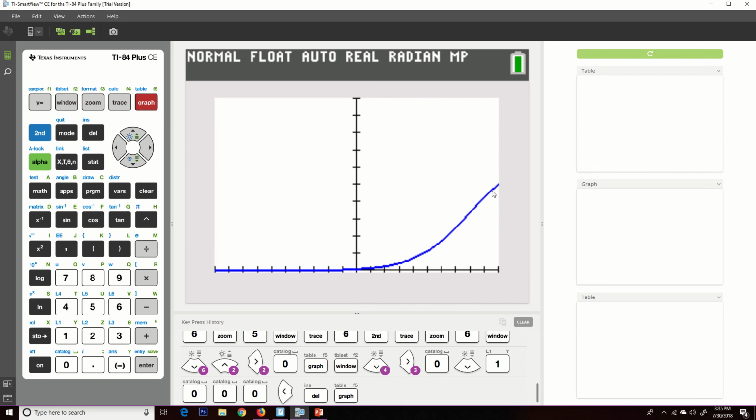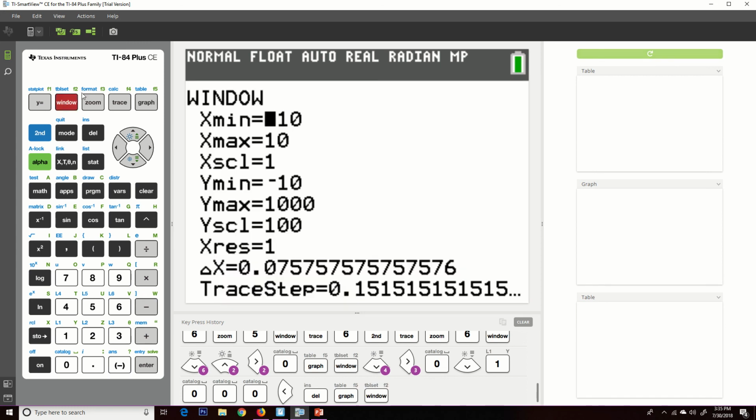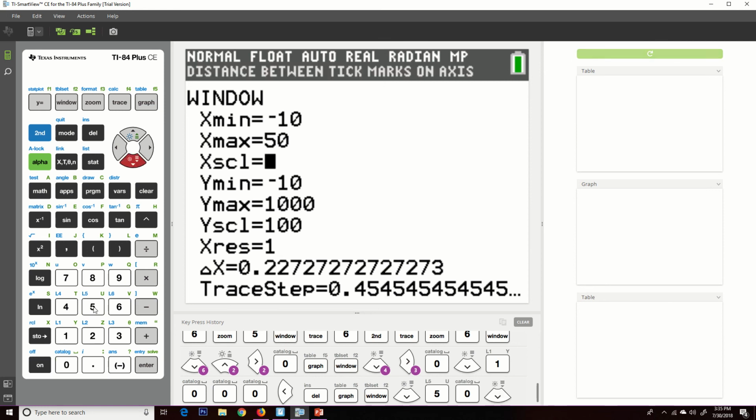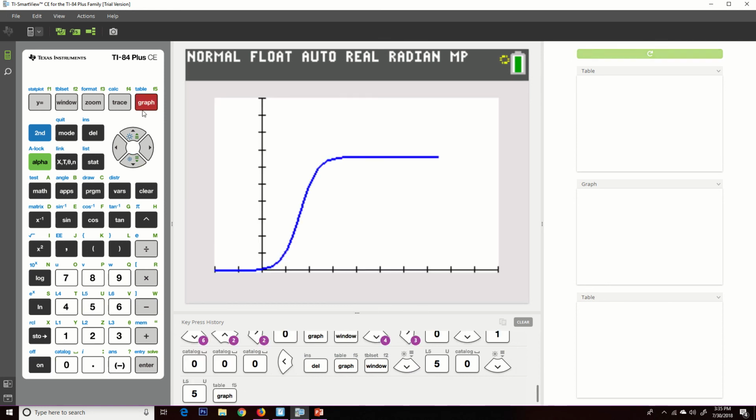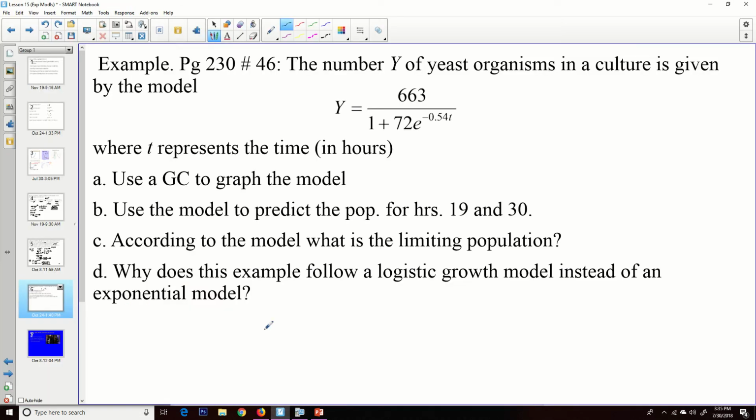Now it looks like I need to widen my X values, make my X values go a little bit longer. Let's make it go 50. And then we'll go by 5s here and see what we get. All right, now we've got that nice classic logistics curve. All right, so use a graphing utility to graph the model.